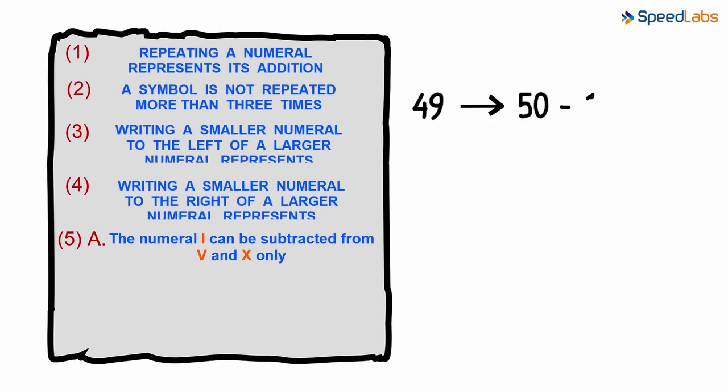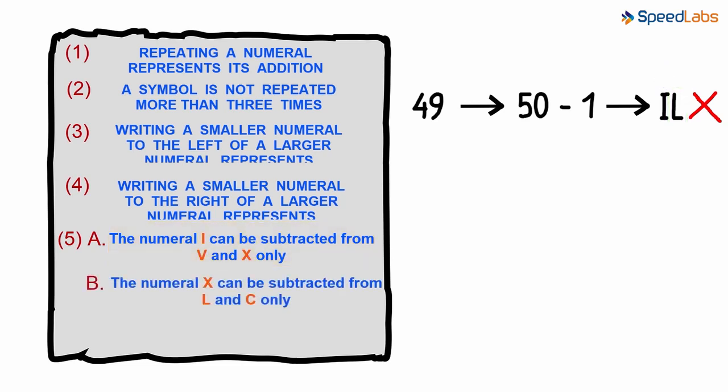It's 1 less than 50. So can we write it like this? Oh no, we can't. The rule does not allow us to subtract the numeral 1 from the numeral 50. Here we get to know what is not allowed while writing the Roman numeral 49.